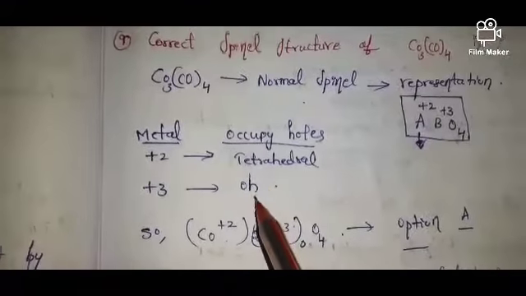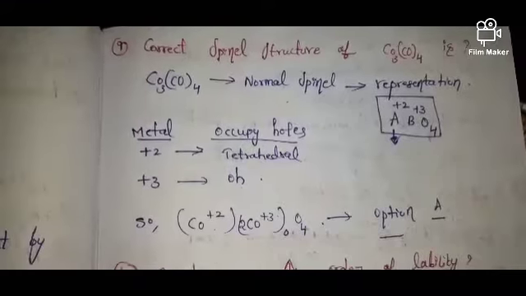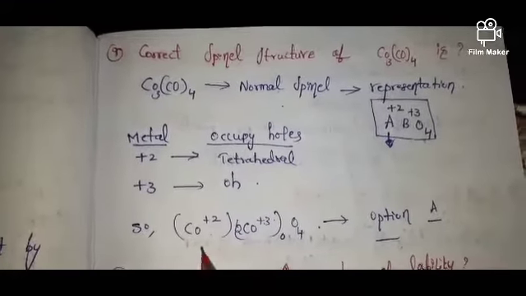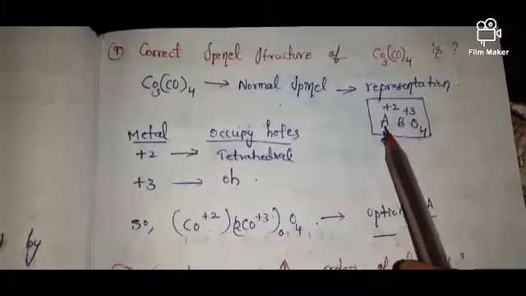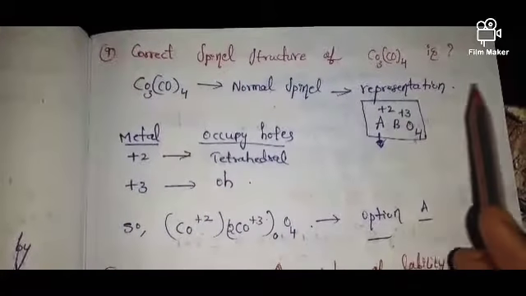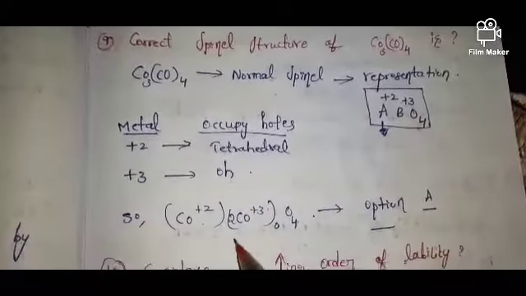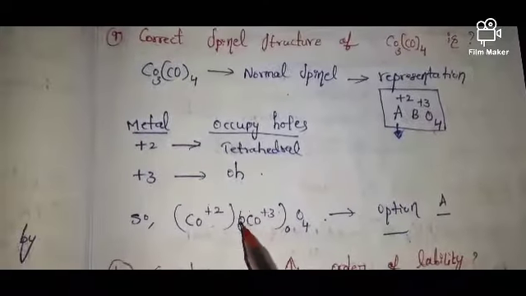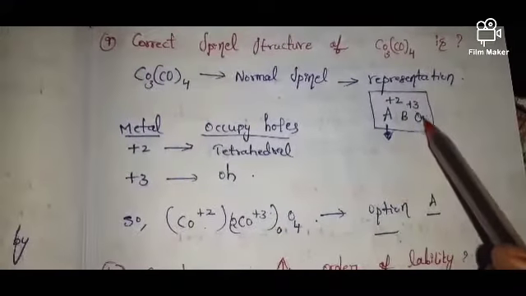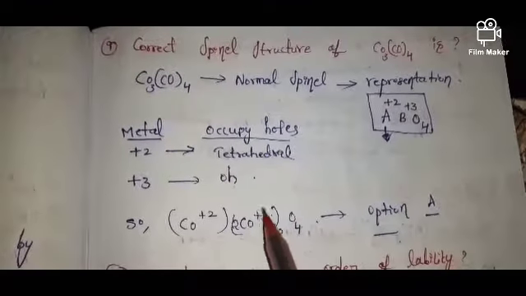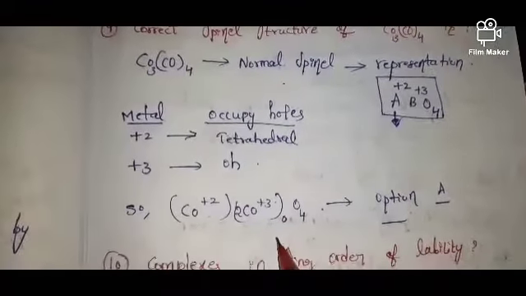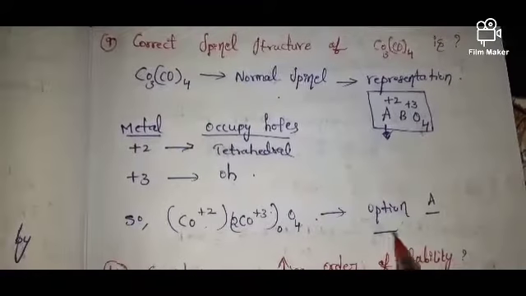So here, if we observe option C, we have to consider this as A. A should be in +2 oxidation state, so here A is in +2 oxidation state. B should be in +3, so we consider this as B. B is in +3 and this O4 is present. So this is the correct spinel structure of Co3O4. So our option is A.